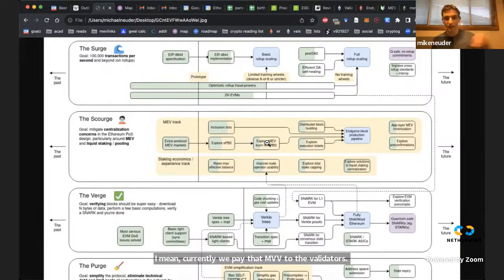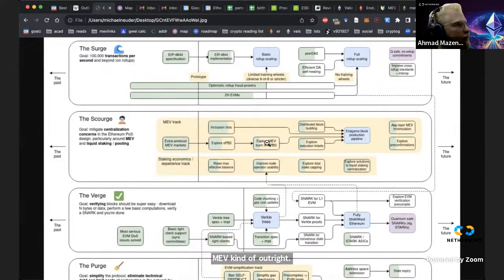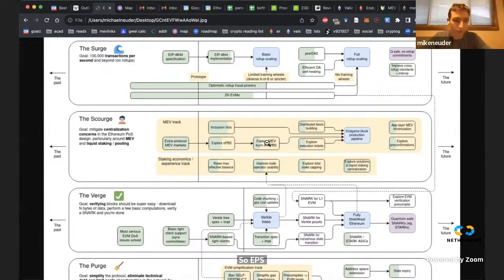Which is circling back to this validator economics track: how do we properly address the centralizing and negative effects of MEV? One of the ways would be just destroying all the MEV outright. So EPBS as a vehicle to achieve MEV burn, I think, is a really interesting path.